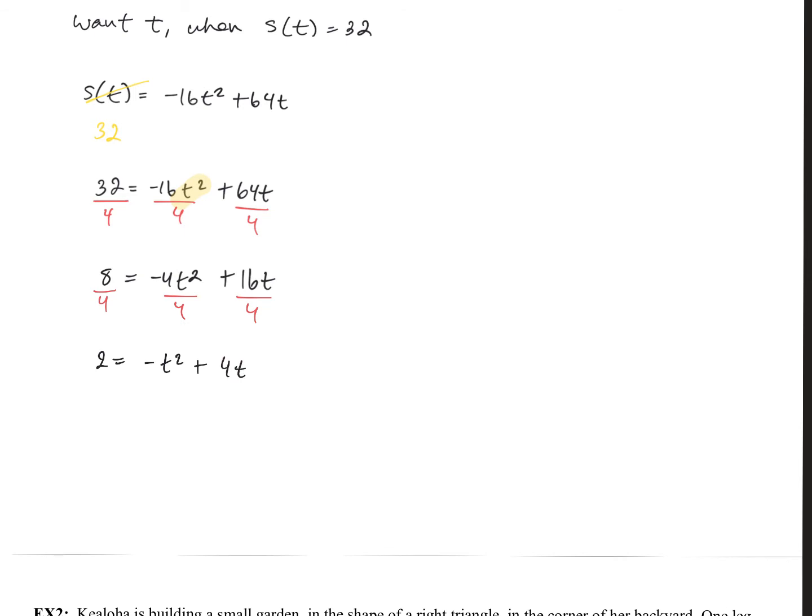And this is quadratic, so let's go ahead and do the zero factor property if we can. If not, we might need to do the quadratic formula. So minus 2 from both sides. So it equals negative t squared plus 4t minus 2.